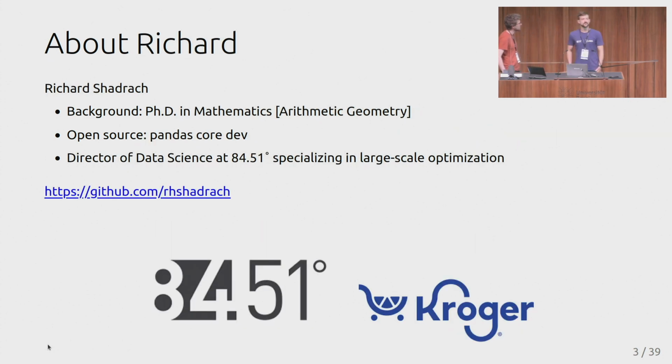And I'm Richard Shadrack. I have a background in mathematics. I'm also a core developer of Pandas. And I work for a company called 8451. We're a subsidiary of Kroger, the grocery store in the United States. And there I work on solving large-scale optimization problems.